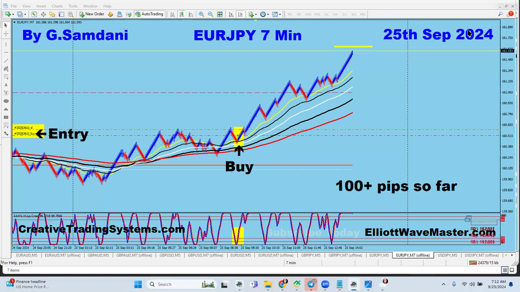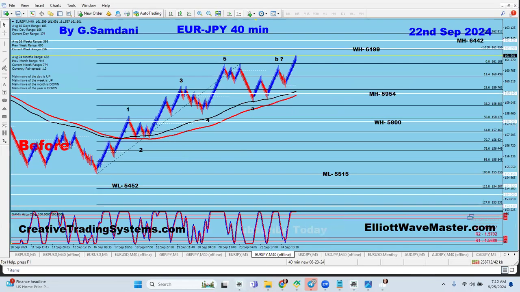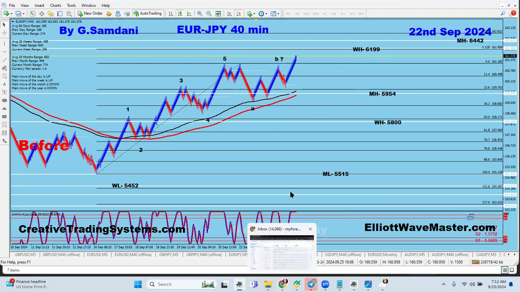Hello, everyone. Simon's here again, updating my trades. As you can see, euro yen is very close to the target, and it may even go a little bit more. Let's see what the 40-minute is telling me, that it might go to 61.99, right? So why not just wait and see what happens? I'm not in a hurry to close. I'm up 100 pip, right?